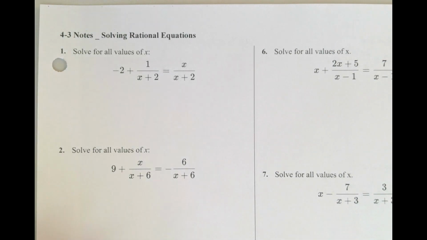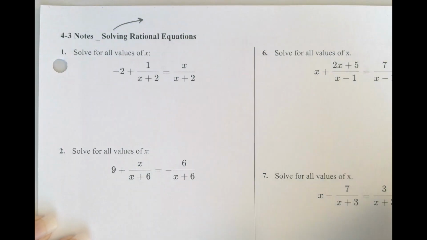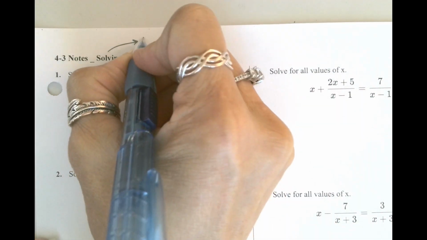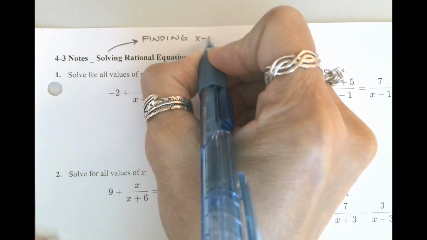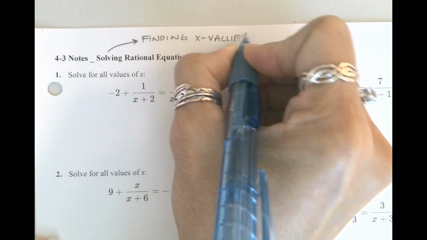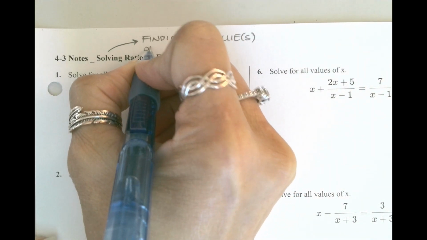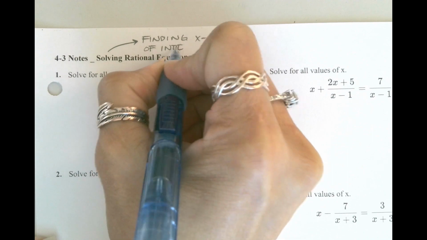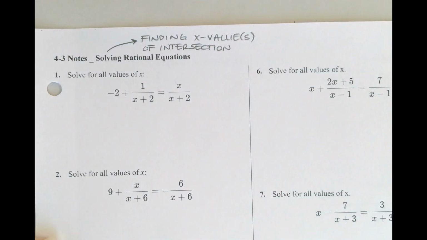Well, the first thing I want you guys to do, actually, let me write down here so you guys can remind yourself. When asked to solve, you are finding the x value or values, because you can have more than one. So I'm going to put values in parentheses. Finding the x value of the intersection. Okay. So where are these two graphs crossing or touching one another? Okay. So we have -2 plus 1 over x plus 2 equals x over x plus 2.